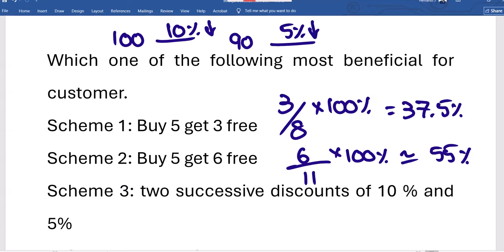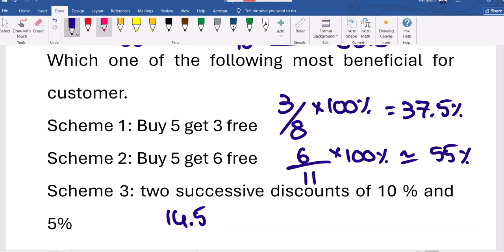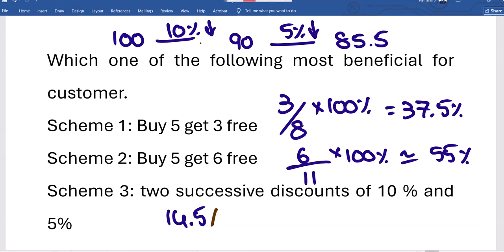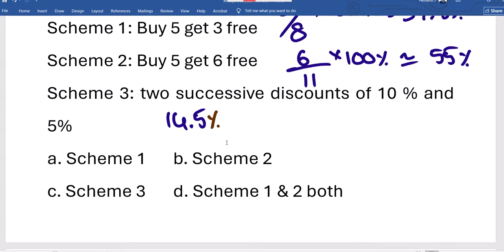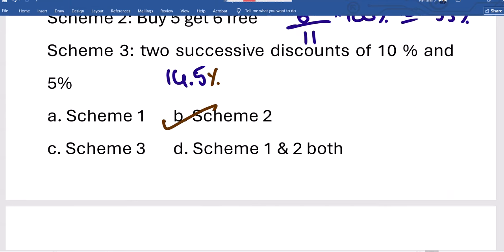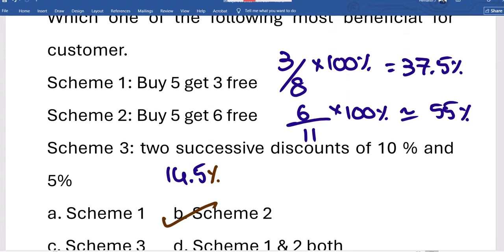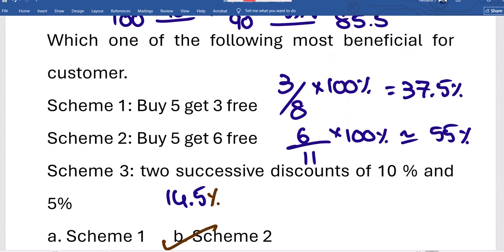For 90, 10% is 9, 5% is 4.5. It will become 85.5, which means a 14.5% discount, the third one. Which discount is beneficial for the customer? Scheme 2. So you have to go for scheme 2, because scheme 2 has more discount. What is more beneficial to the shopkeeper is scheme 3.